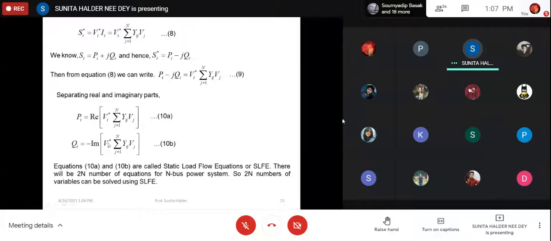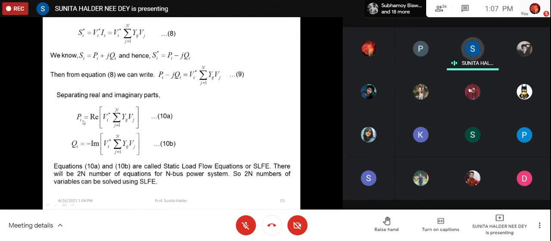The active power, this will be the reactive power. Now, for an n bus power system, there will be n such equations for active power and n such equations for reactive power, so a total of 2n equations. If we solve these equations, obviously we can find out the voltages.